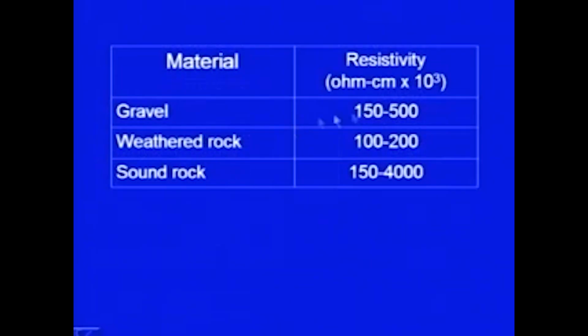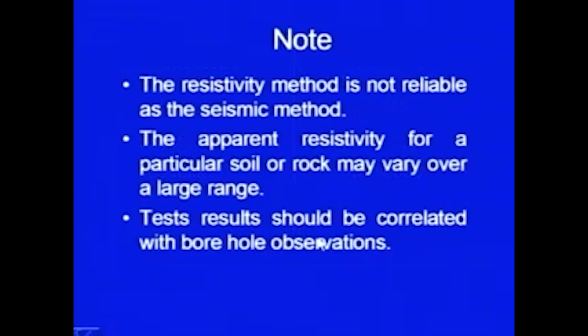For gravels, this is 150 to 500. For weathered rock, it is 100 to 200, and for sound rock, it is 150 to 4000 into 10 to the power 3. So, these are the values which you can use to correlate with the observed resistivity values.